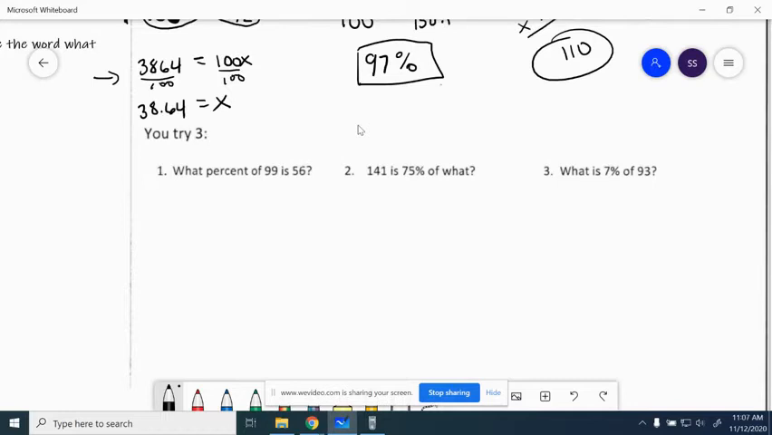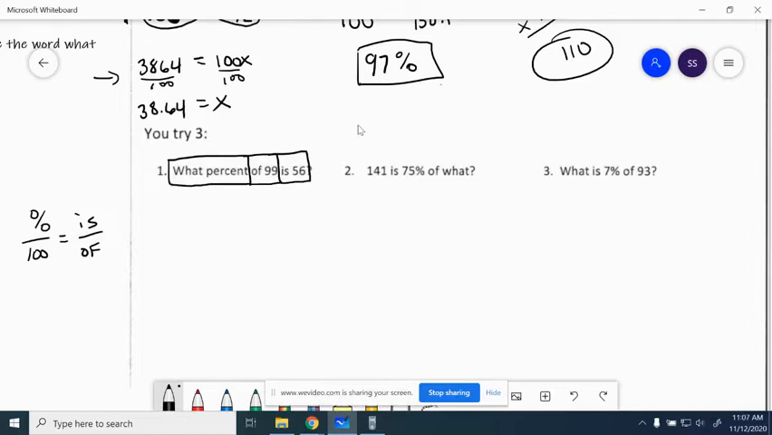All right, let's see if you got them right. So what is going to go with the word percent? Of goes with 99, and is goes with 56. And again, remember, this is percent over 100 is equal to is over of. Make sure you have that memorized.